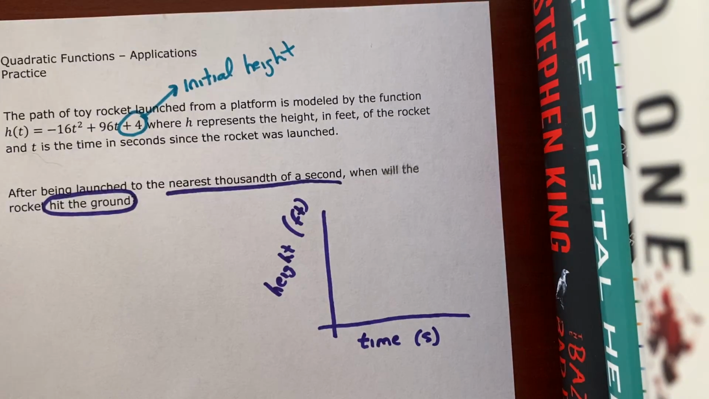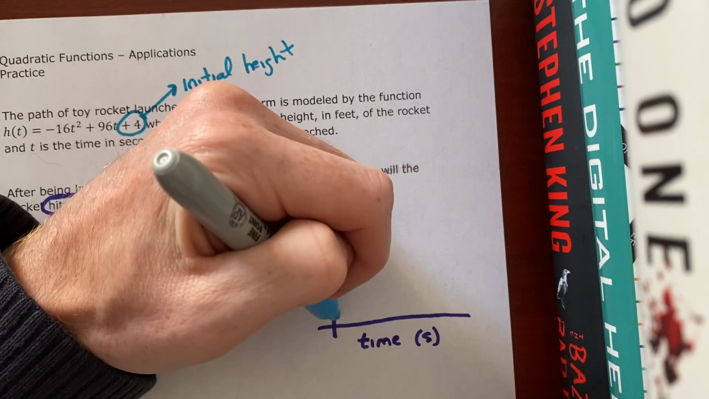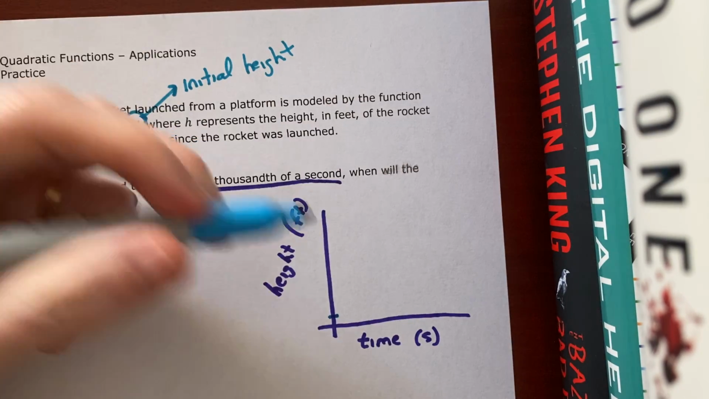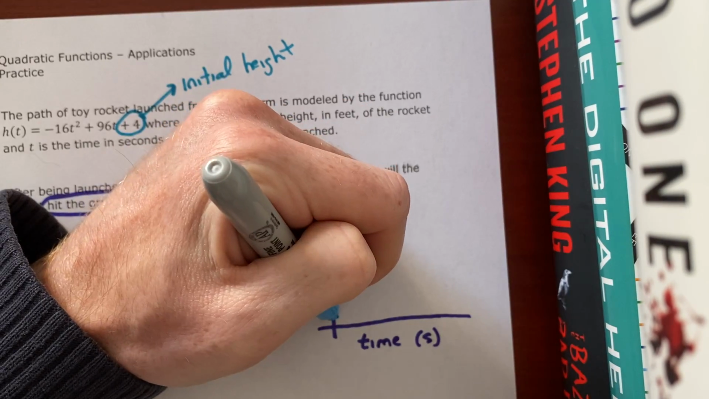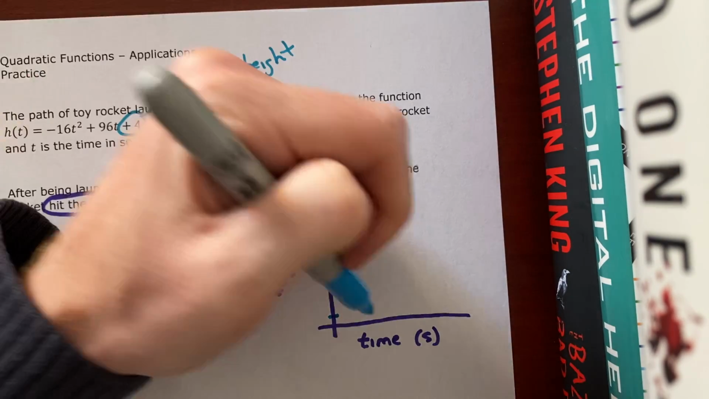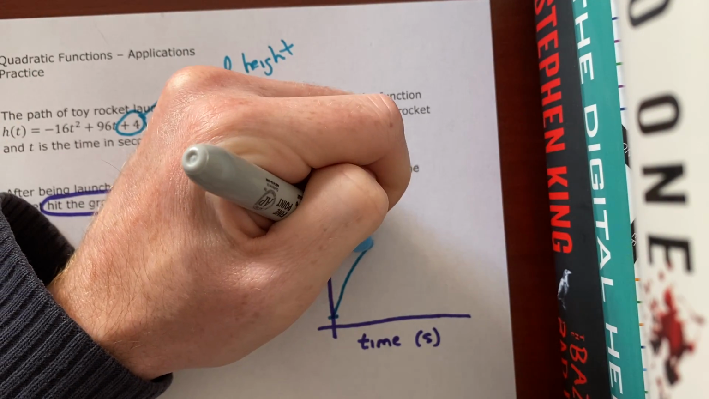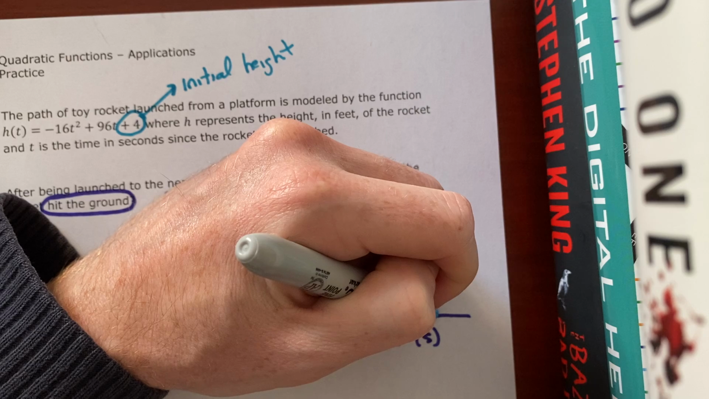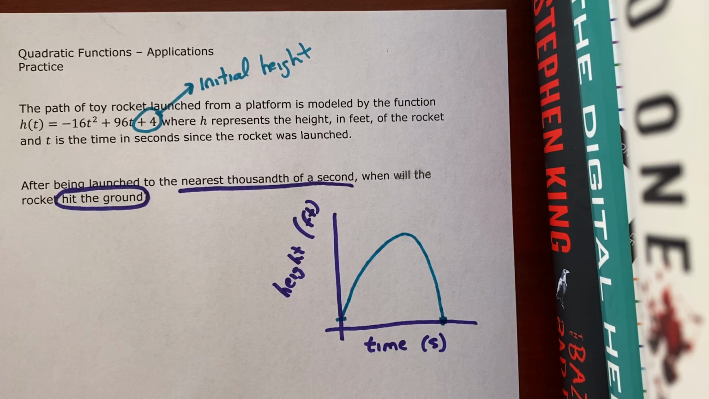So if I want to, I can make my drawing somewhat accurate. It doesn't start on the ground. It starts at a height of 4. It's like getting launched off a platform. Then you launch a rocket up, and then it comes back down and it hits the ground, right? The ground will be a height of 0.